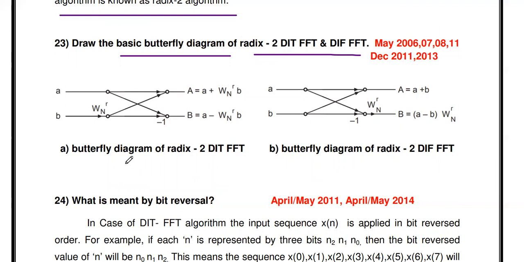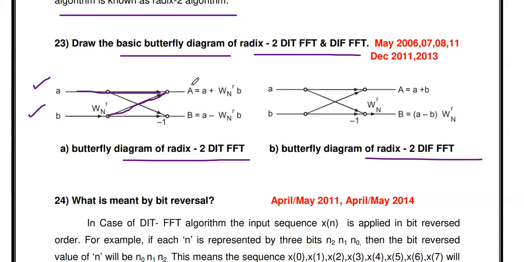Okay, so this is the butterfly diagram of radix 2 DIT FFT. This is the radix 2 DIF FFT. Here the basic 2-point butterfly diagram has two inputs, A and B. Here A is added, and this small circle indicates the adder. In this, the input B is multiplied with the twiddle factor WN power R, giving WN power R into B. These two signals are added here.